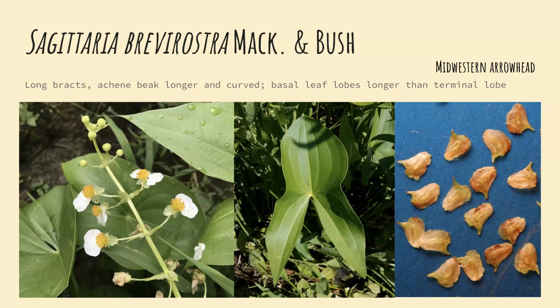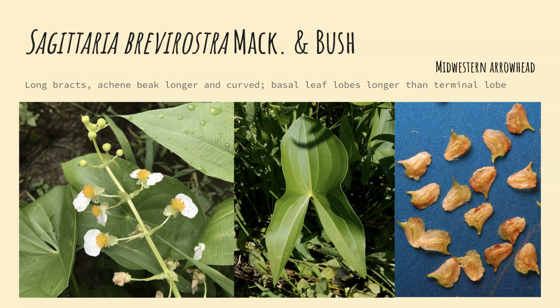So first one, Sagittaria brevirostra. We're just going alphabetically here. For starters, this one has long bracts. It's going to share that with the next species we talk about. So in the inflorescence, really long bracts here, subtending those flowers on the inflorescence, and the beaks more long on these achene beaks and heading off to the side and kind of curving upwards.